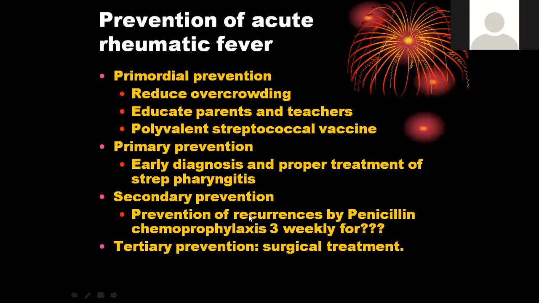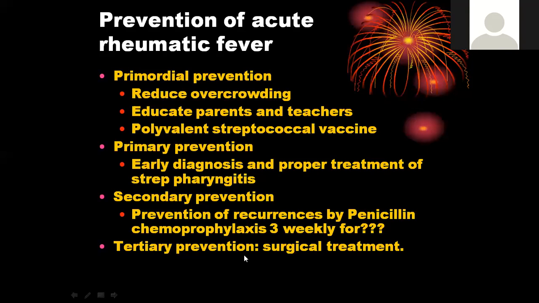If the first time there was no heart involvement, the second time there is going to be heart involvement, at least one valve. The third time there will be not one valve, there will be two valve involvement, and so on. The recurrence is a very bad phenomenon with this disease. And you prevent these recurrences by giving 3 weekly long-acting penicillin injections.